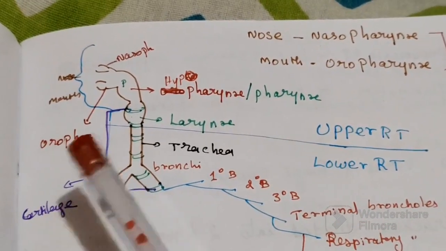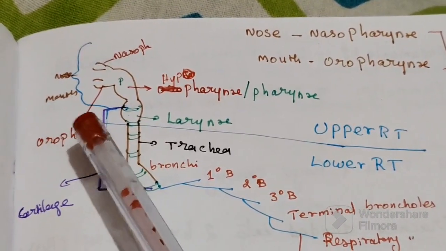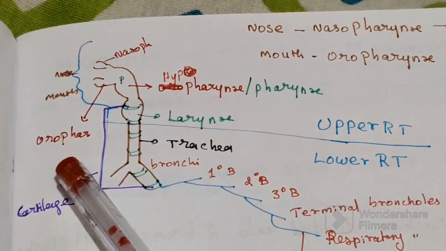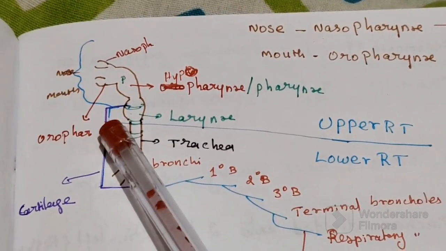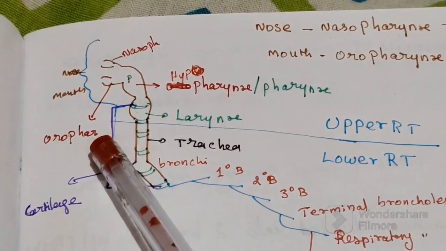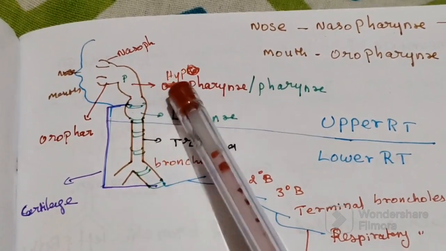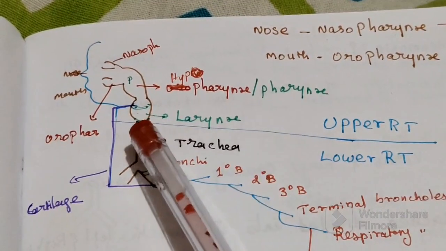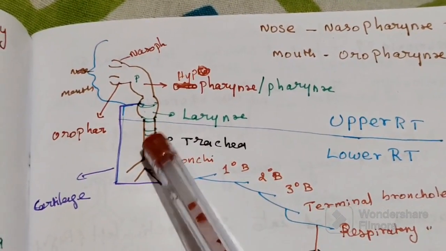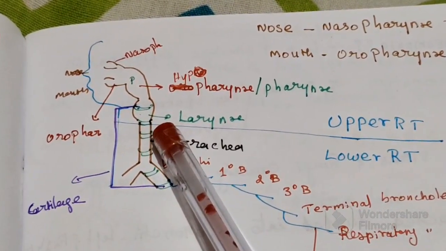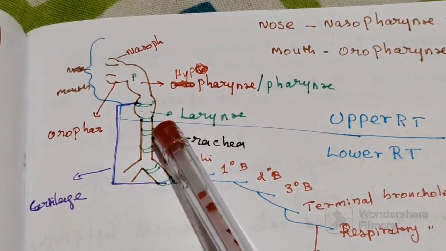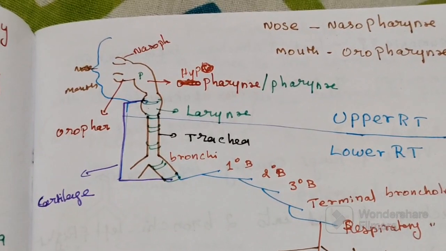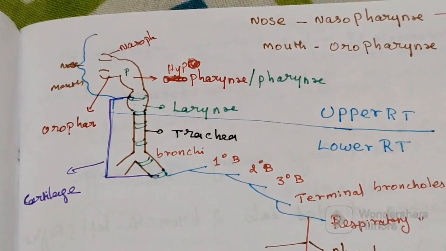This is the nose and mouth of a human. The nose opens into the nasopharynx, the mouth opens into the oropharynx. Both of them open into the hypopharynx. It is called pharynx. After that we have the larynx. After that we have the trachea. The trachea divides into bronchi.